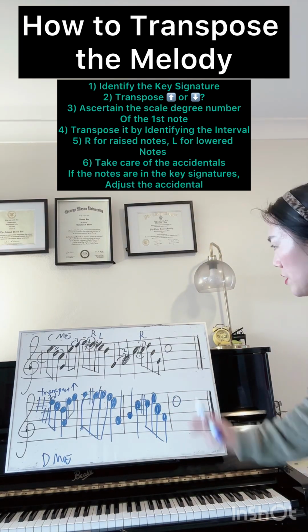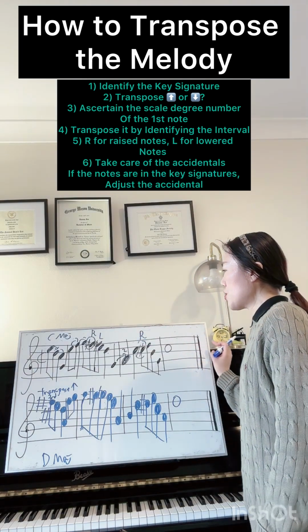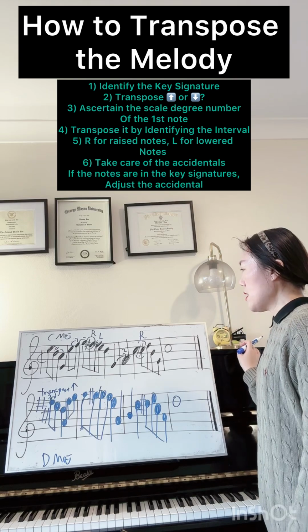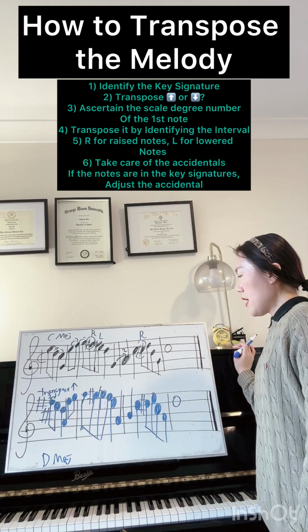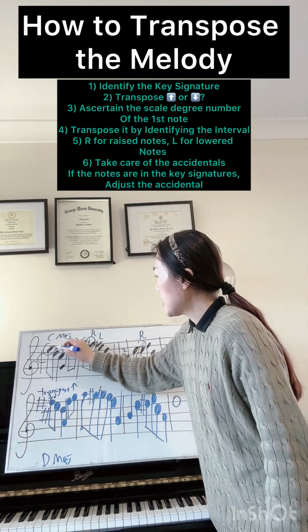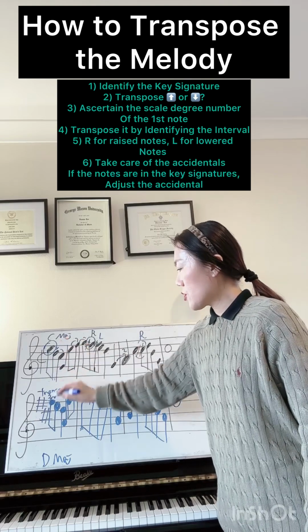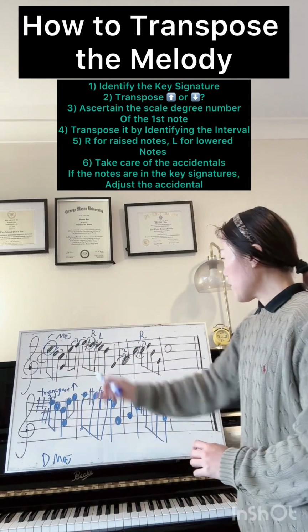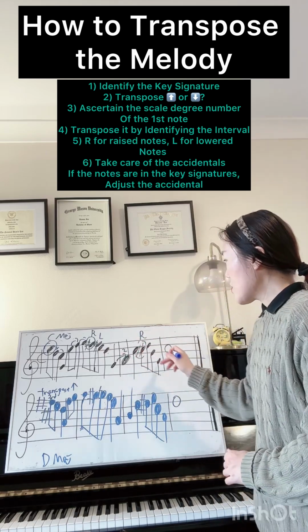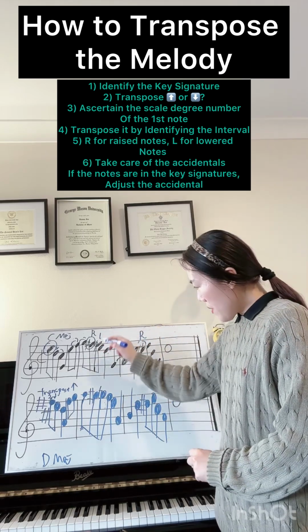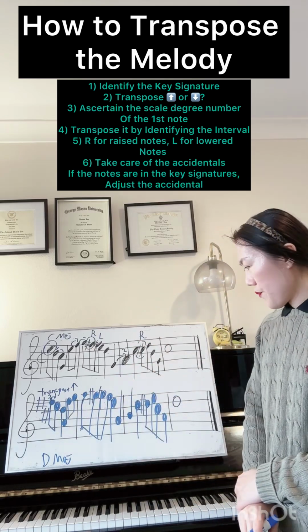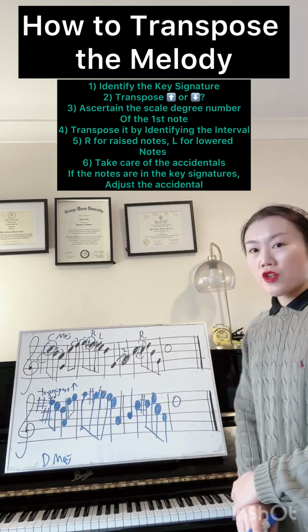All right, so first we have to identify the key signature and take care of those notes that have been raised or lowered by accidentals, and then ascertain the scale degree number of the first note, because that's the note that you will have to start on when you're transposing. So whatever notes have been raised or lowered, you must mark them, okay, so that you make sure that you raise and lower those notes when you're transposing. All right, so that's how you transpose the melody.